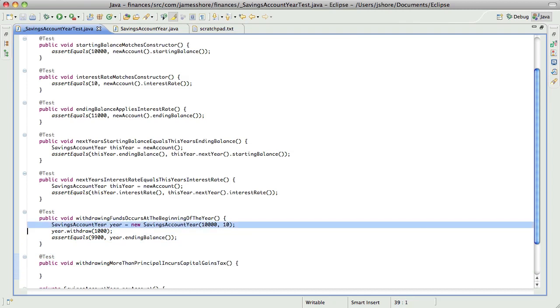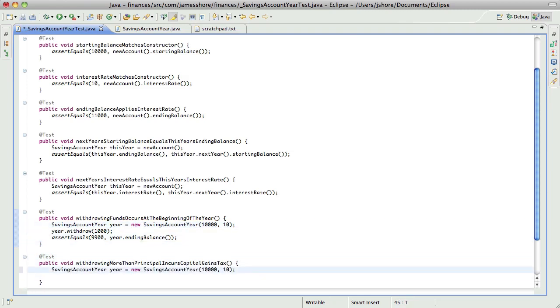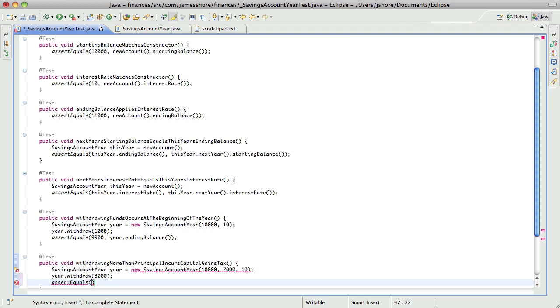some way of telling this what our capital gains was. Let's say that $7,000 of this is capital gains. You can really see that primitive obsession. I mean, what are all these numbers? It's just, bleh. Okay. What that means is that if we withdraw 3,000, then we're going to have 7,000 with ending balance, 7,000 with 10% interest gives us an ending balance of 7,700.